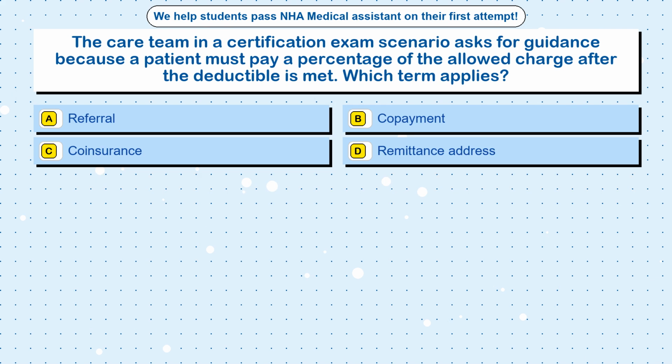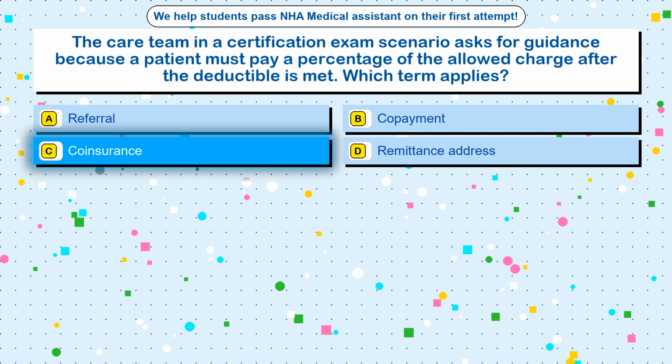The care team in a certification exam scenario asks for guidance because a patient must pay a percentage of the allowed charge after the deductible is met. Which term applies? Option A. Referral. Option B. Copayment. Option C. Coinsurance. Option D. A remittance address. The correct answer is option C.